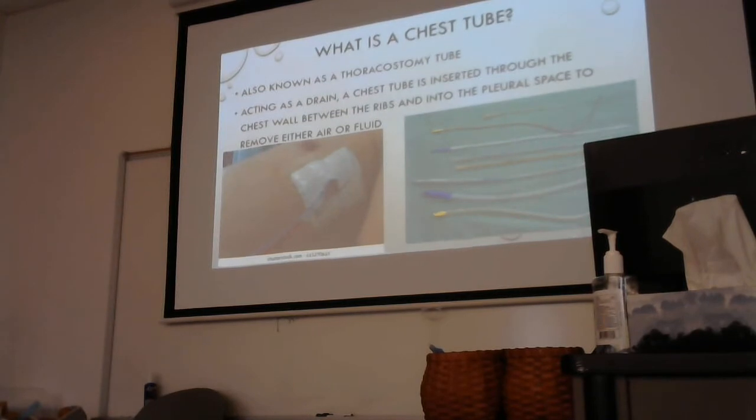In the picture here on the left, this is actually what you're going to look at, and it actually looks like it's taped on all four sides. It shouldn't be, but this was a pretty good illustration of what it's going to look like. And then on the right there are your assorted sizes, depending on the size of your patient. We have pediatric chest tubes as well, so the appropriate size is going to matter in this situation.